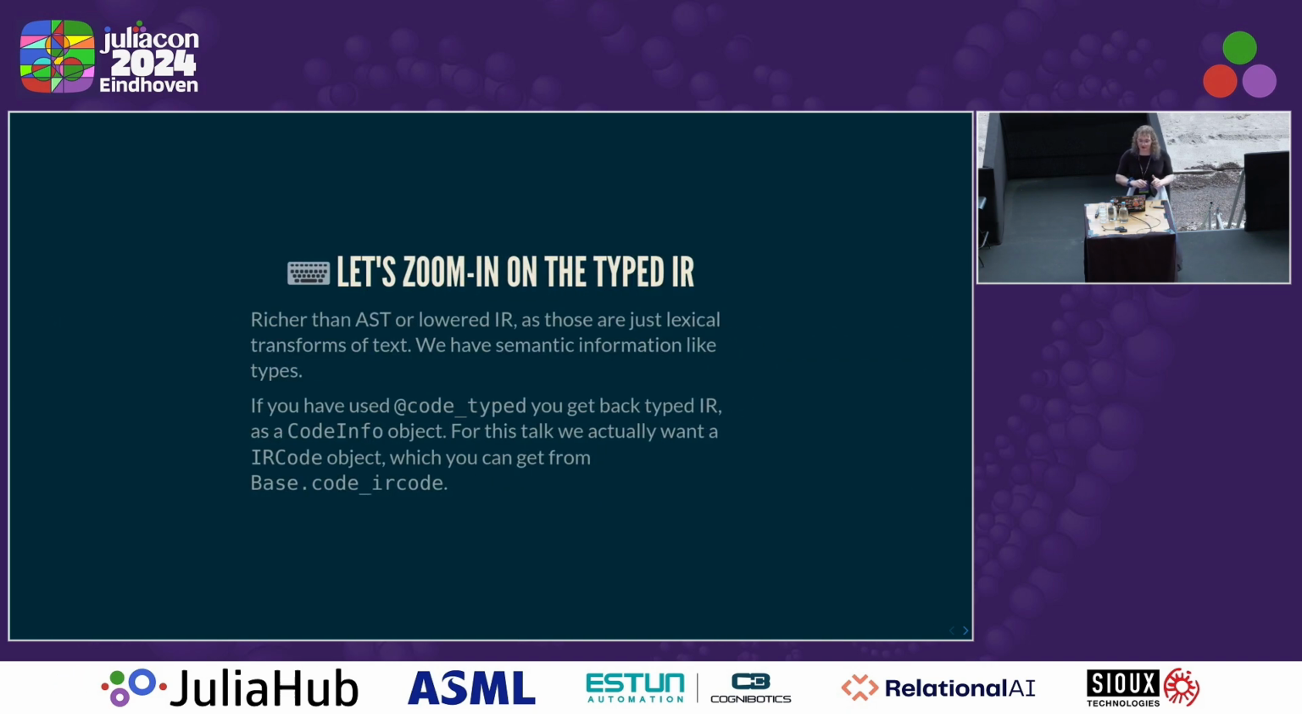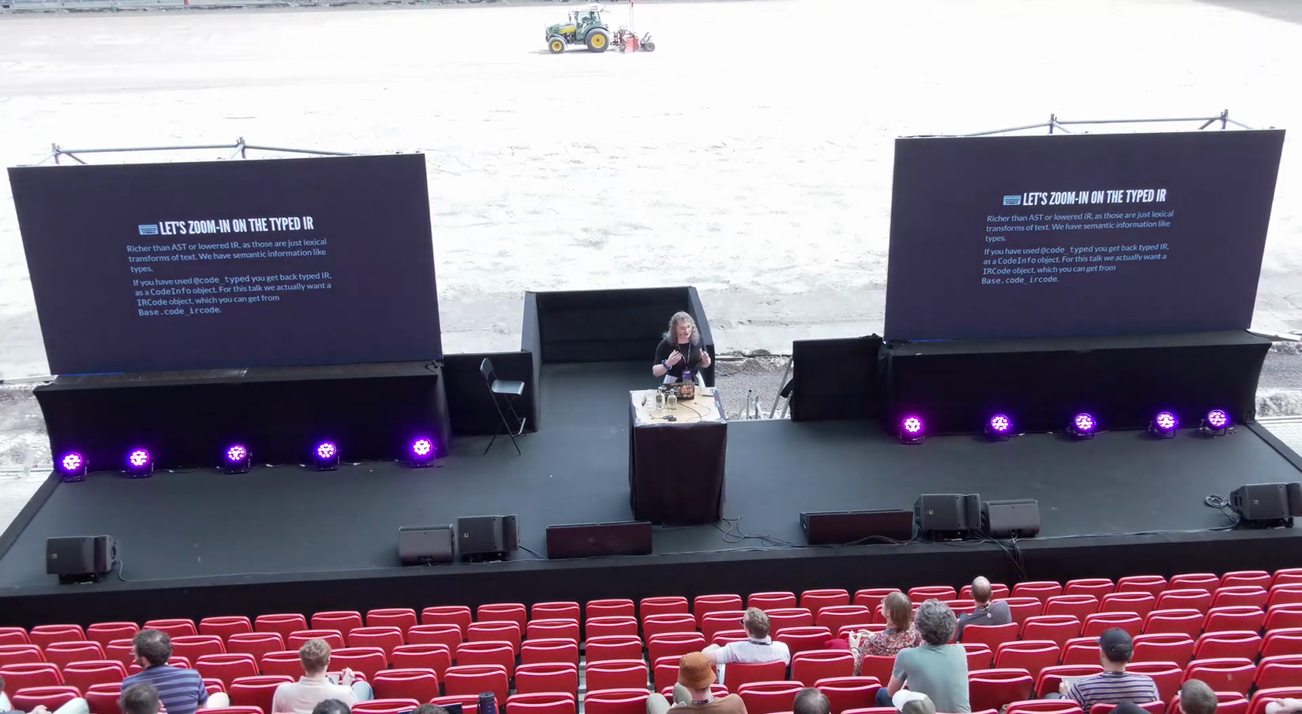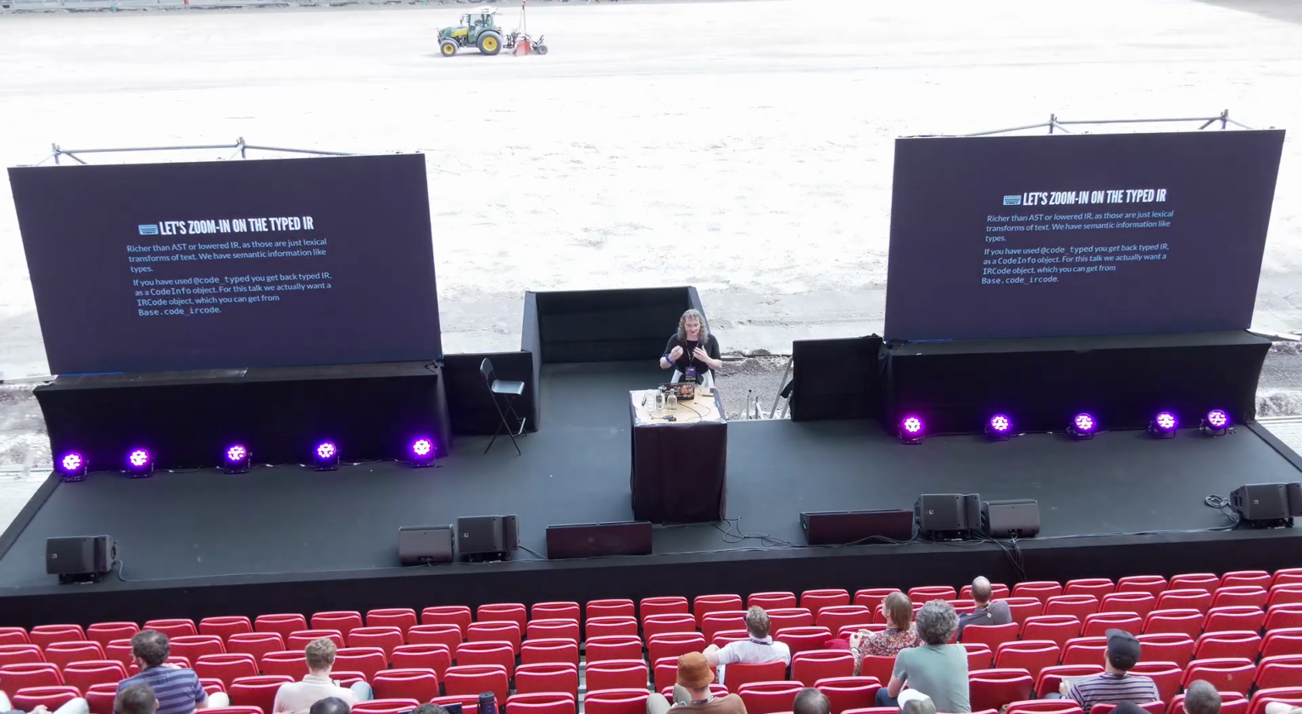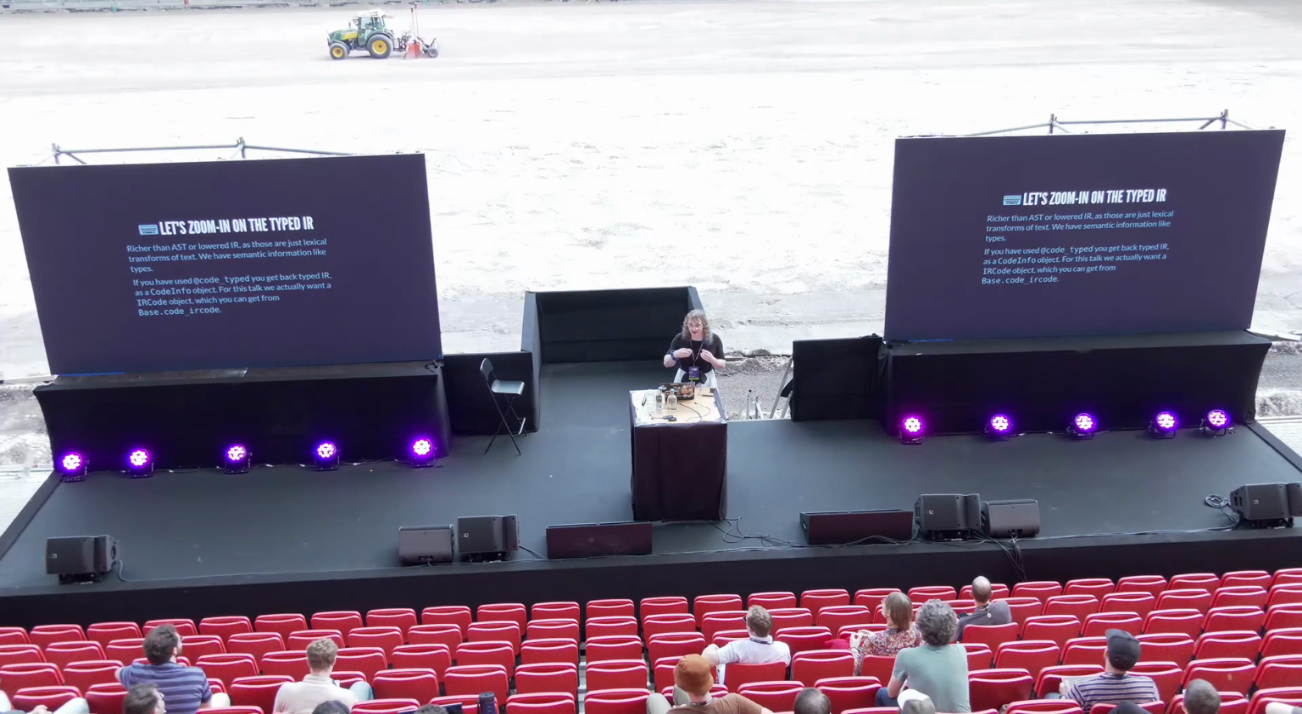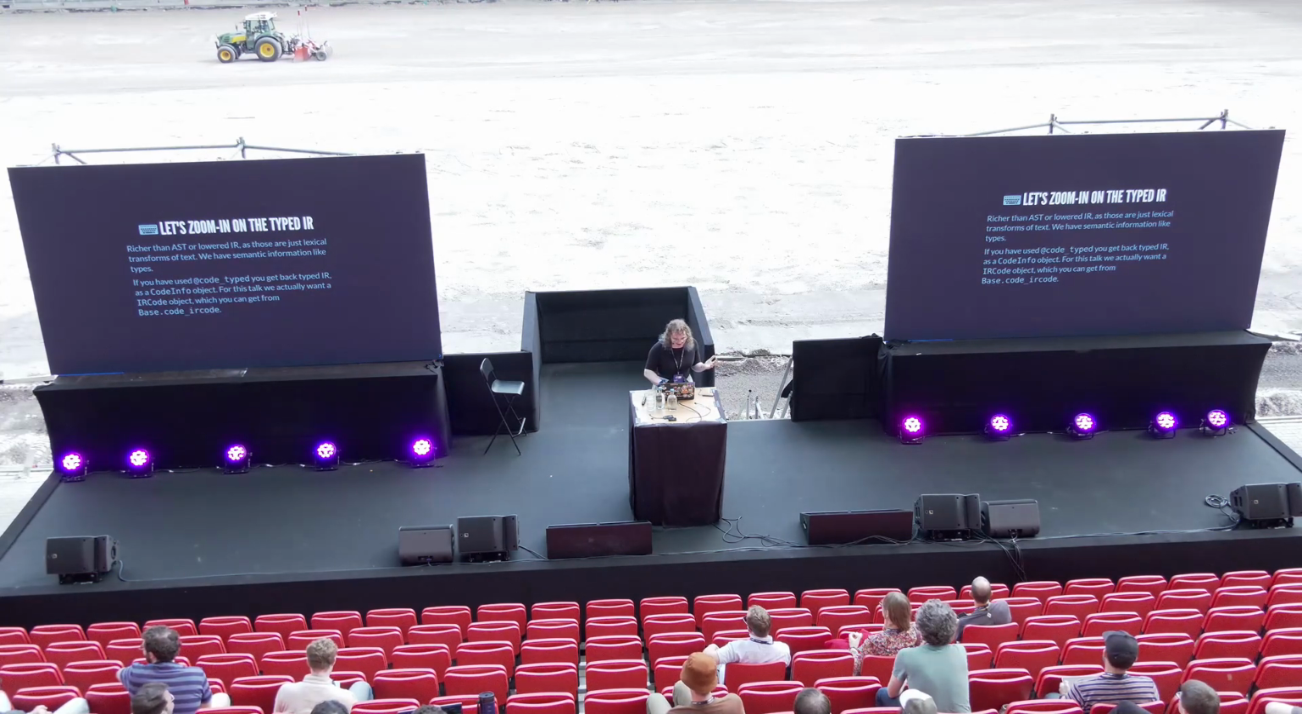So to zoom in on what we're talking about, we're talking about this typed IR. I'm going to make the perhaps moderately bold claim that both the AST and the lowered IR are simple lexical transformations of the source code. There is no semantic information in here. It's not until you have types involved that you can really talk about the semantics of what the code actually means. I mean, we can't even resolve dispatch without knowing the types. So I'm going to say the typed IR is the first level where we can really process the code in terms of what it actually means. So it's actually a really good place to run your code transformations, because you can do advanced analysis.